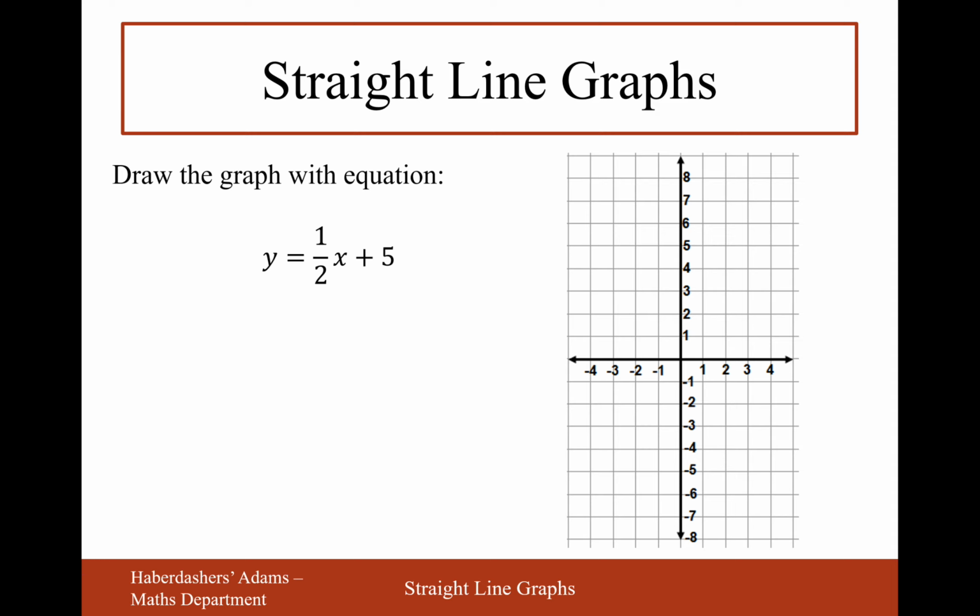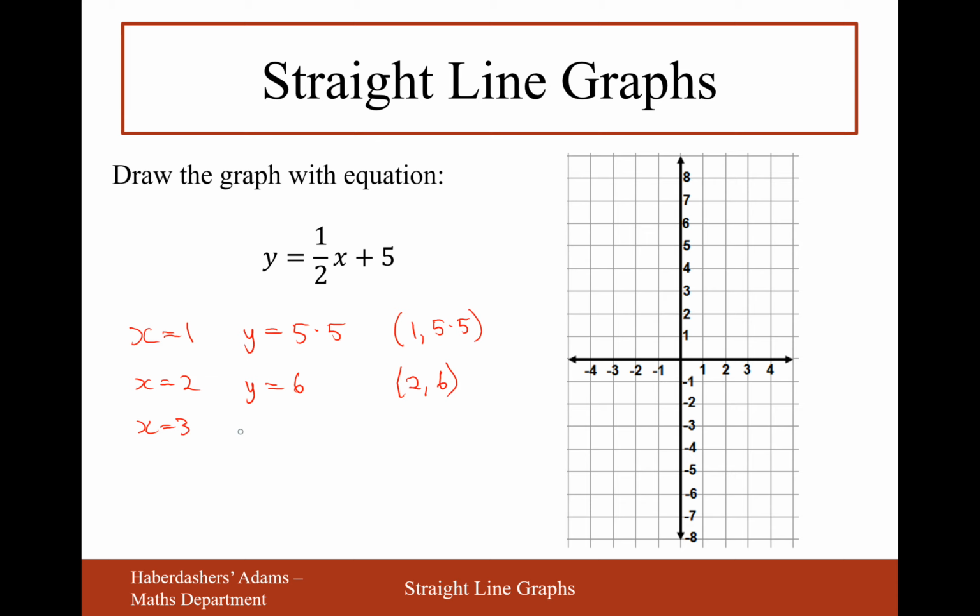And one final one before we have a look at the general rules for drawing straight line graphs. If we have x equals 1, then y is going to equal 1 times a half is a half. Add 5 will be 5.5. So the first coordinate will be (1, 5.5). X equals 2. 2 times a half is 1. Add 5, you get 6. So that would be (2, 6).